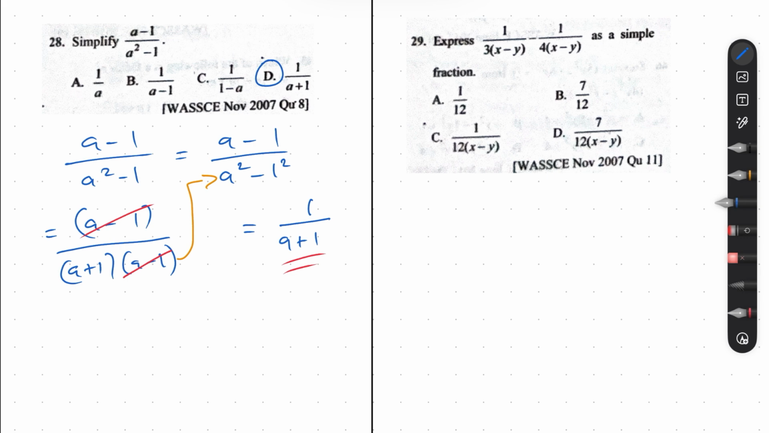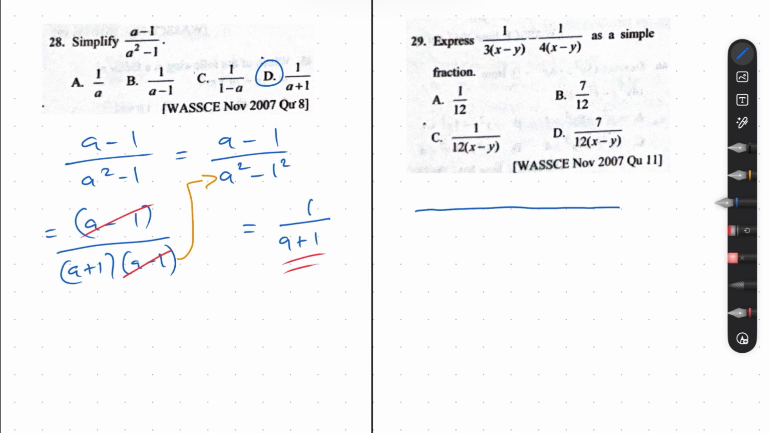Question number 29 says, express as a simple fraction. So we just need to simplify this. Very simple. First we find the LCM. We can just multiply the two denominators together. We don't have to keep everything, because x minus y is the same in both. We can just keep one of them, and multiply the constants together, 3 and 4. That will be the LCM.